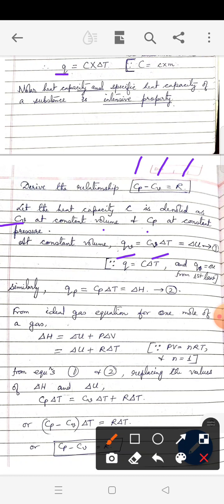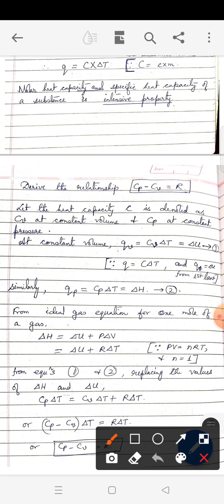And if you remember when we did the first law of thermodynamics, we learned that Qv is nothing but delta U. So we are bringing in delta U. Delta U was the change in internal energy. So we label it as equation 1. Similarly, Qp will be Cp delta T, just from this equation. Qp equal to Cp delta T, and that again from enthalpy change, if you remember, was given as delta H. So we label these as equation 1 and equation 2.